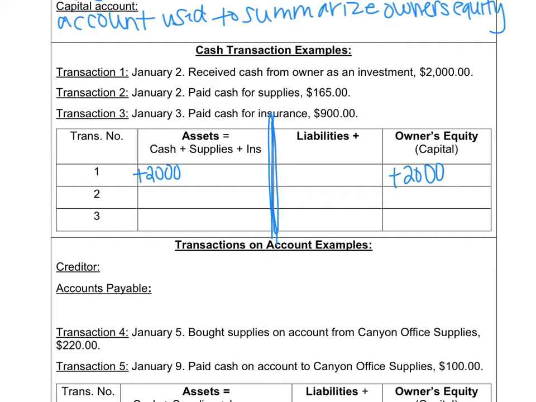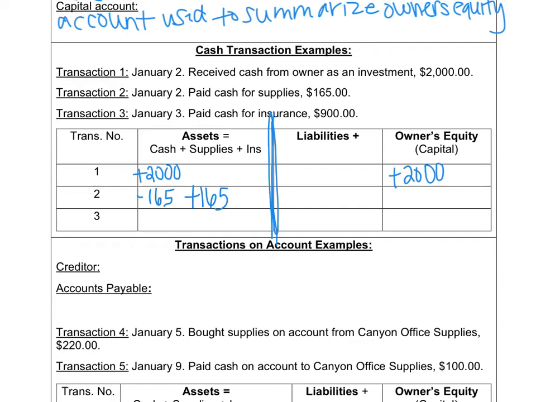Okay, now let's look at the second transaction. So this time we paid cash for supplies for $165. So we paid cash for supplies. So if I'm paying cash, is my cash increasing or decreasing? And it should be decreasing. Just like if you go into the store and pay cash for something, you're losing your cash. So my cash would decrease by $165. But we're also gaining $165 worth of supplies.